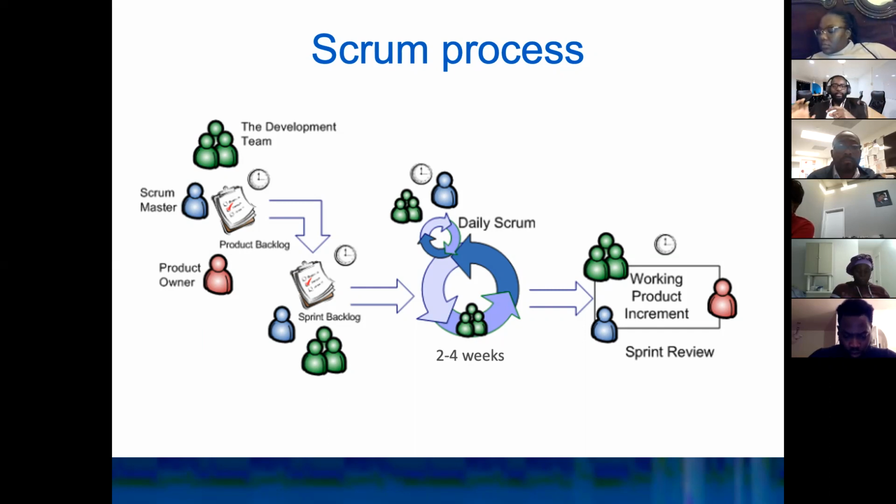At the end of the 2 or 4 weeks, meaning at the end of the sprint, the product increment is completed and released to the product owner. And then there are a couple of other things happening, like the sprint review. We're going to talk about that. And there's feedback from the product owner.